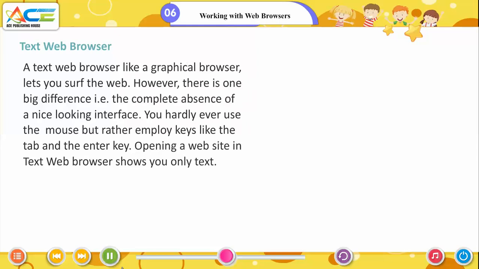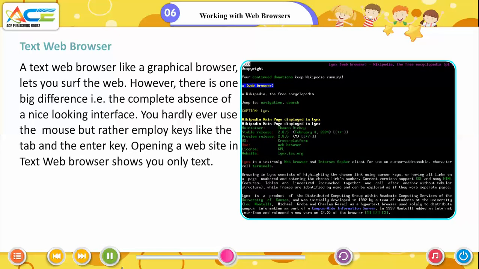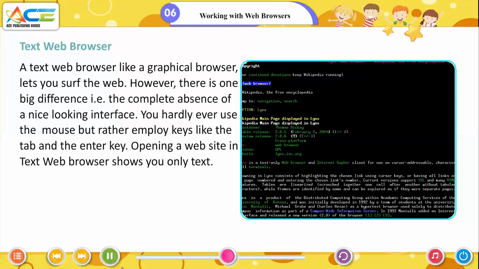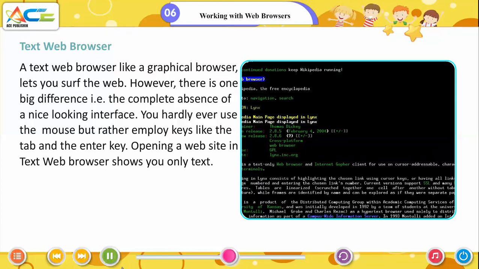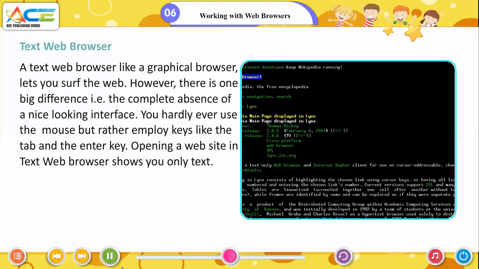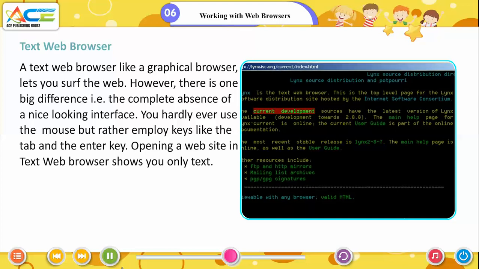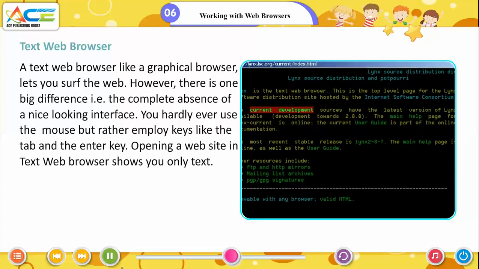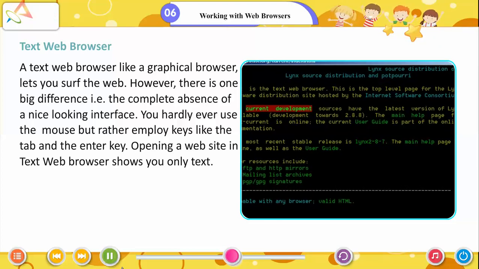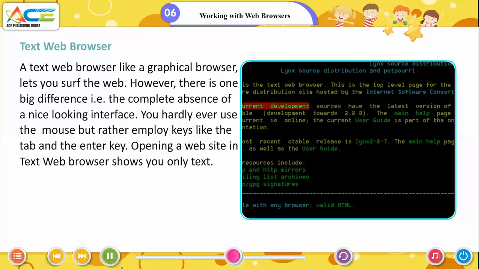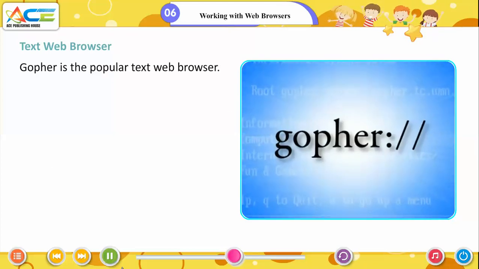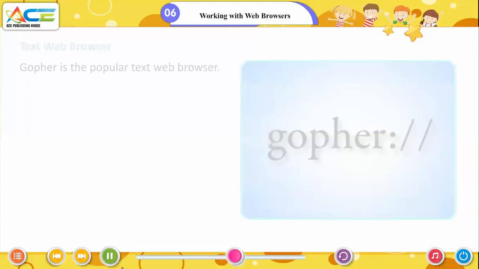Text web browser. A text web browser, like a graphical browser, lets you surf the web. However, there is one big difference, that is, the complete absence of a nice-looking interface. You hardly ever use the mouse, but rather employ keys like the Tab and Enter key. Opening a website in a text web browser shows you only text. Gopher is a popular text web browser.